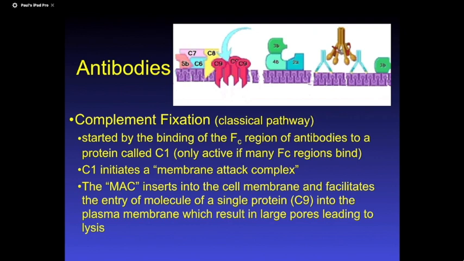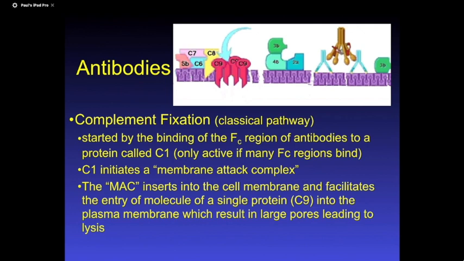Okay? The first protein called C1 starts the whole event. C1 binds to the antibodies. C1 is only active when antibodies are there. And then it will process and break down certain proteins. They will bind and create functional groups. Those will process other proteins that'll bind and create functional groups. And then it will activate C9.